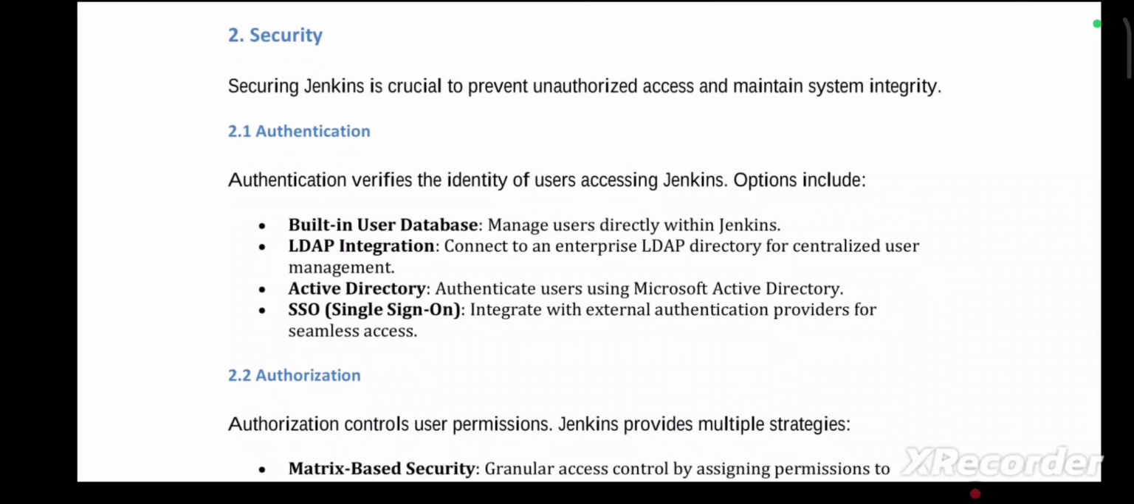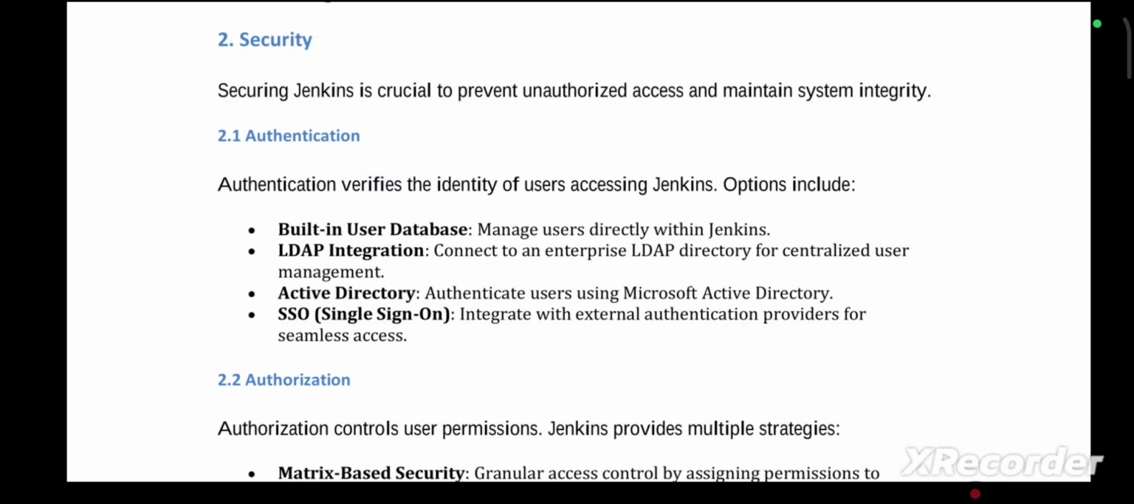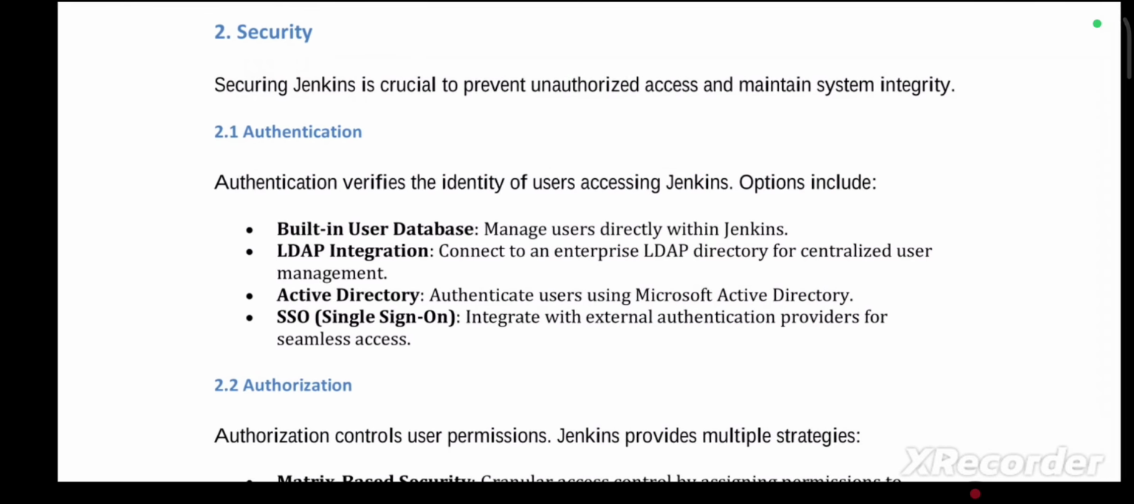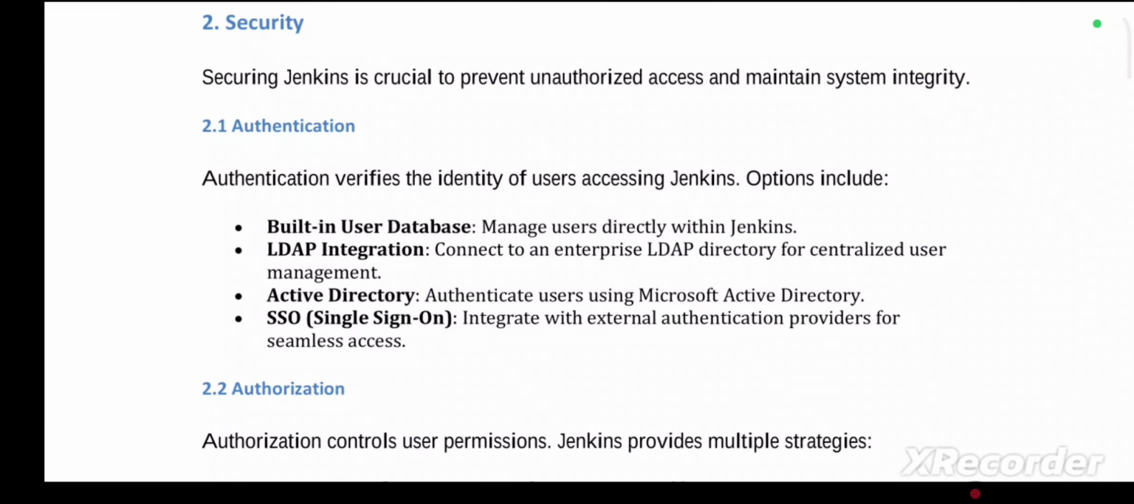And the second component was security. In security, there are different things like authentication. Let's go one by one. In security, Jenkins is very crucial to prevent unauthorized access and maintain system integrity. First one was authentication. Authentication verifies the identity of users accessing Jenkins.